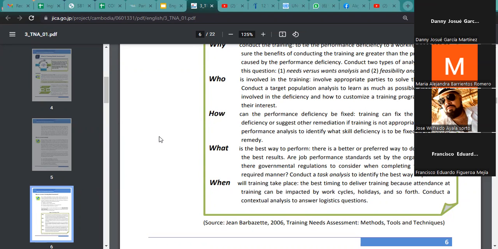Okay, teacher. How can the performance deficiency be fixed? Training can fix the performance deficiency, or suggest other remediation if training is not appropriate. Conduct a performance analysis to identify what skill deficiency is to be fixed by a training remedy. Okay, what did you get from that one?